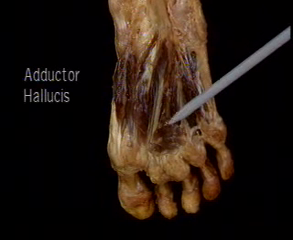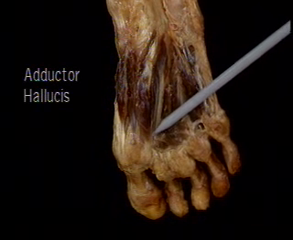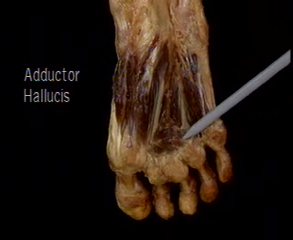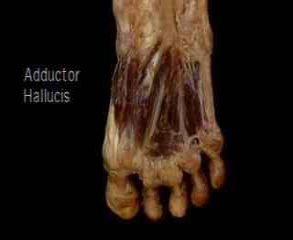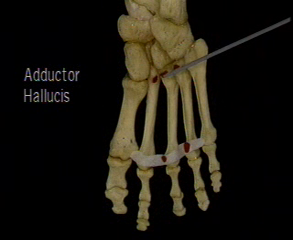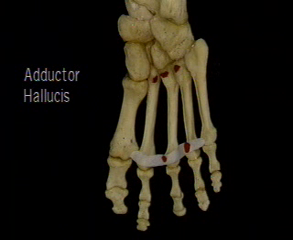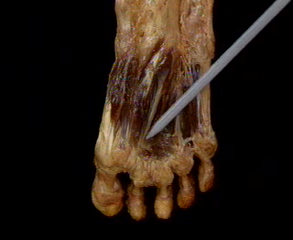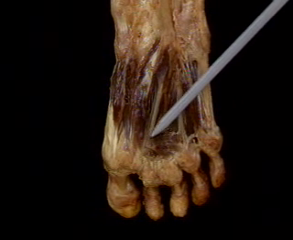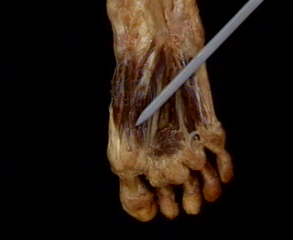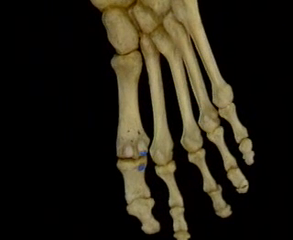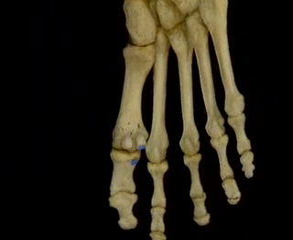Here's adductor hallucis. It arises by two heads, an oblique head and a transverse head. The oblique head arises from the bases of the middle three metatarsals. The transverse head arises from the deep transverse metatarsal ligament. These two heads converge and merge with the medial head of flexor hallucis brevis, sharing its insertion on the medial sesamoid bone and on the base of the proximal phalanx.